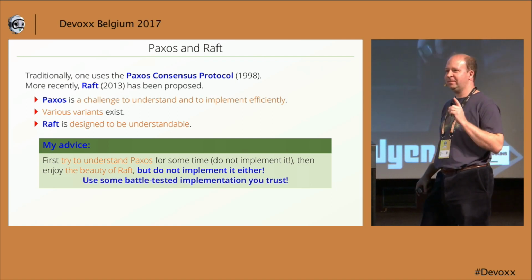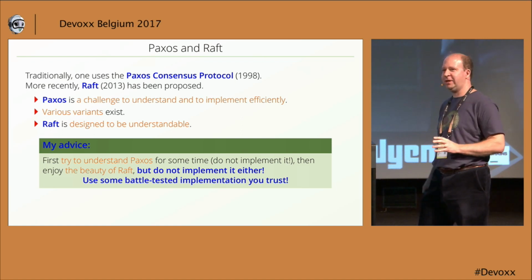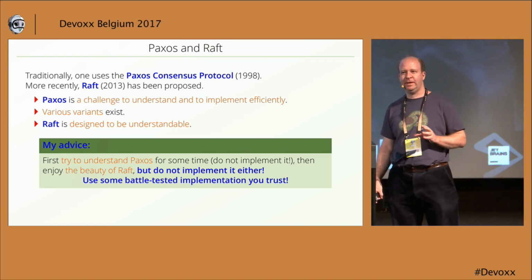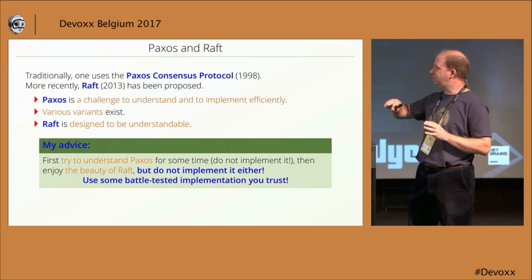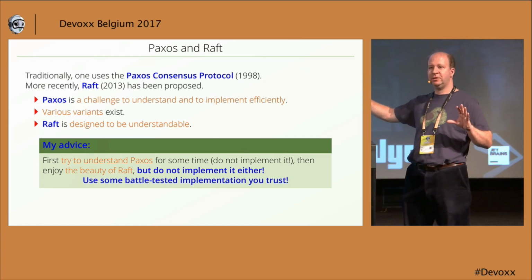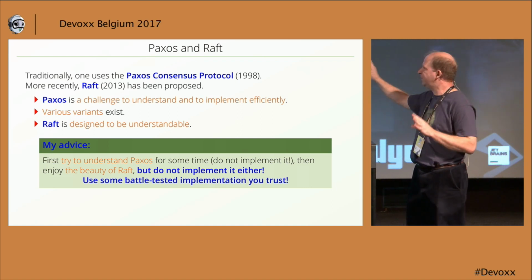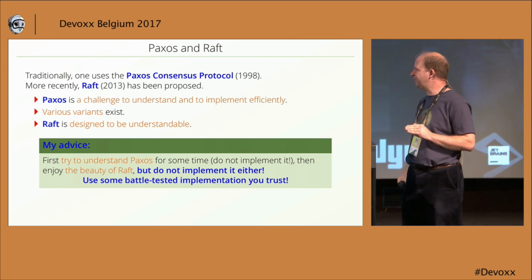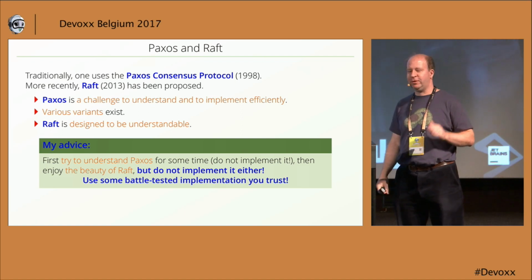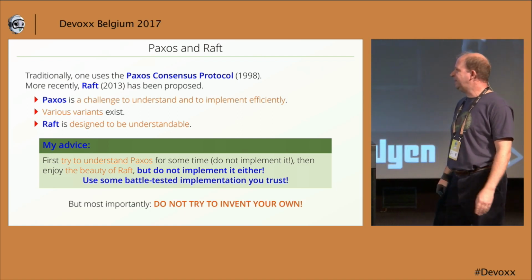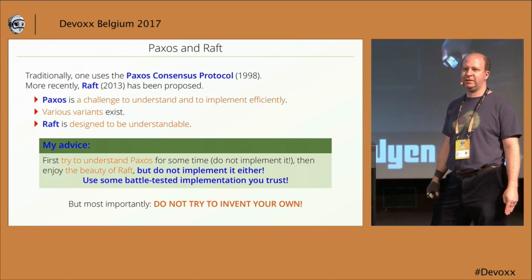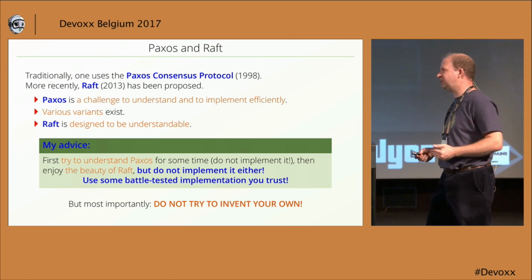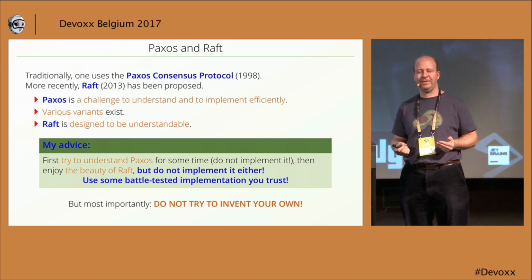Use some battle-tested implementation which you trust. I can tell you that this is good advice, because I have not listened to it in every single instance. Okay, I didn't try to implement Paxos, and I have suffered from it. But the really most important hint I can give is: don't try to invent your own consensus algorithm.